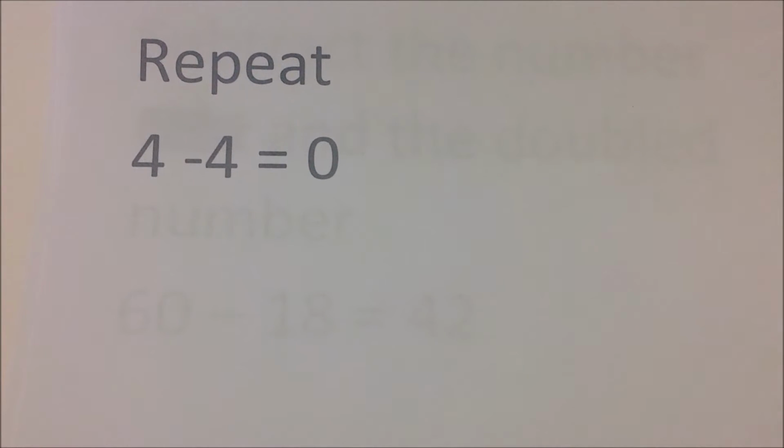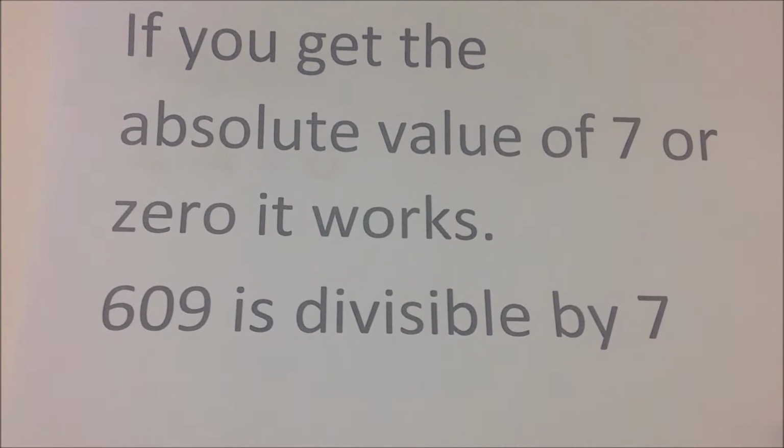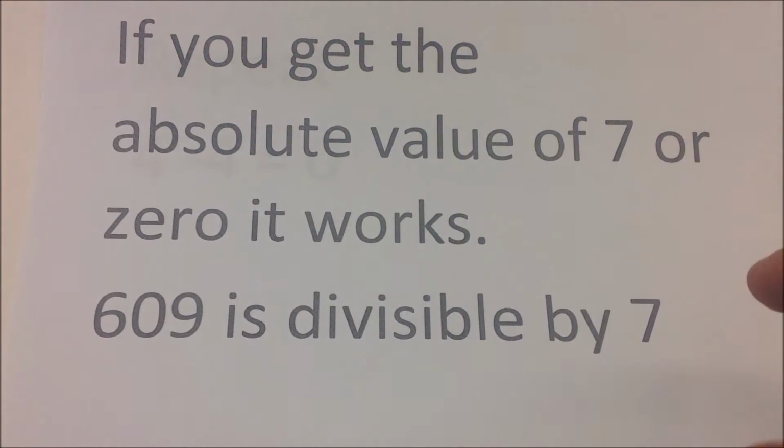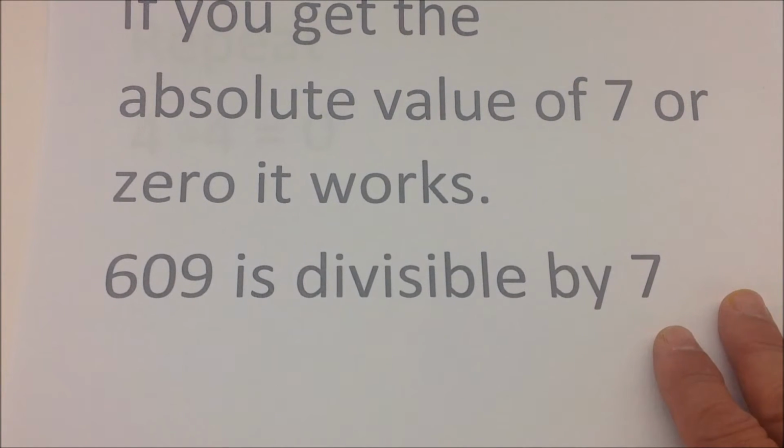Now, with the divisibility of 7, if you get a 0 or a 7 at the end, only a 0 or a 7, then you know that 7 will go into that number. Now, sometimes you'll get a negative number. So what we're looking for is the absolute value of 7. And I'll explain that. So again, if you get the absolute value of 7, remember absolute value, okay, or 0, it works. So 609 is divisible by 7.